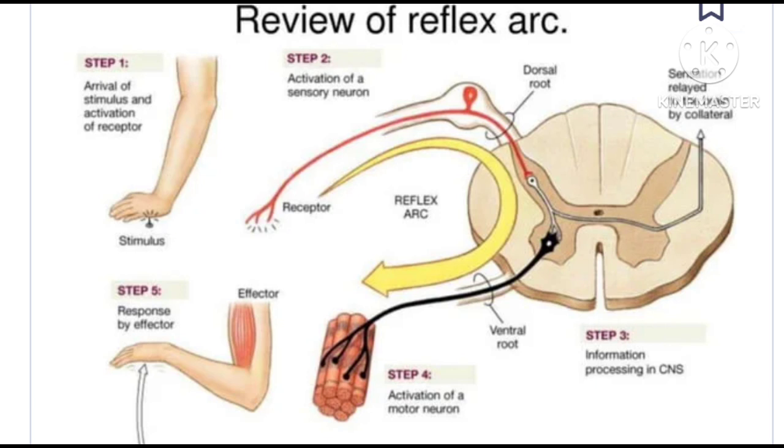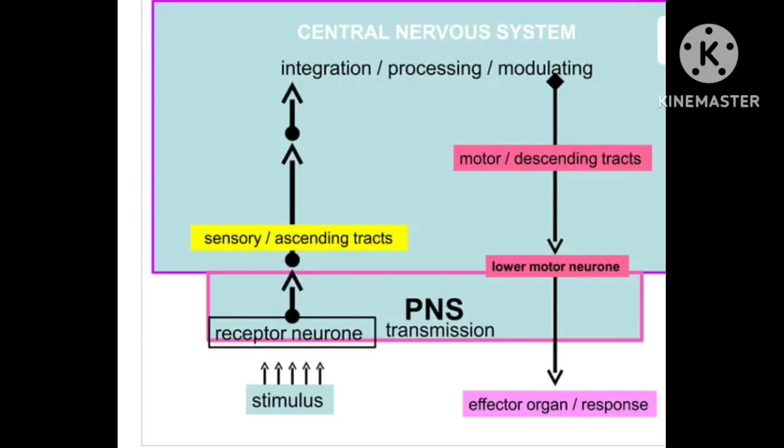So this is the structure of reflex arc. Step 1 is the arrival of stimulus and activation of receptors. Step 2 is activation of sensory neurons. And next is step 3, information processing in central nervous system. And next step is activation of motor neurons, and last step is response by effector. So you can see here the stepwise process of reflex arc.